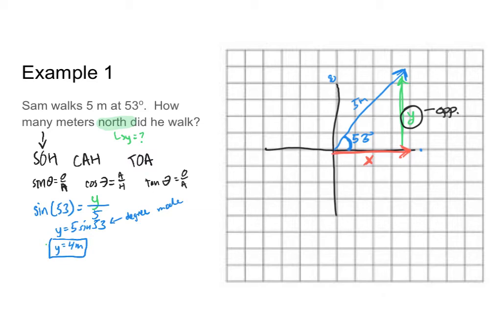So again, we know that y is equal to 4 meters. And I don't have to find my direction because that's given in my problem. It's 4 meters north. There you have it, guys. You have figured out the y direction, the length of our y component of the vector.